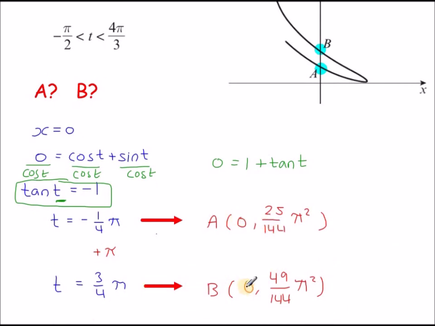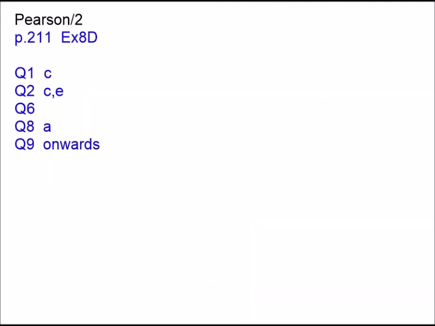They both have the same x coordinate, but the y coordinate here is greater than the y coordinate here, so this point must be B because it's above point A. It has a greater y coordinate than A does. For practice, try these questions.